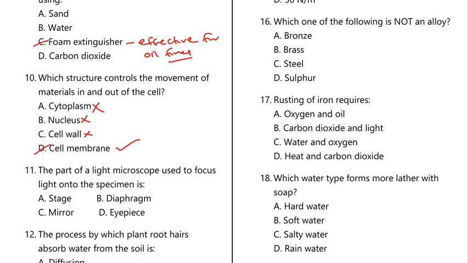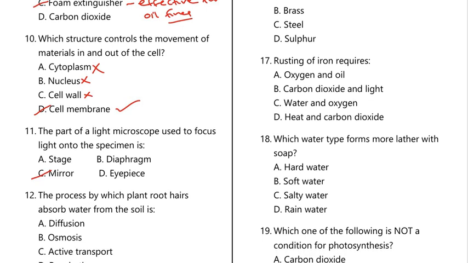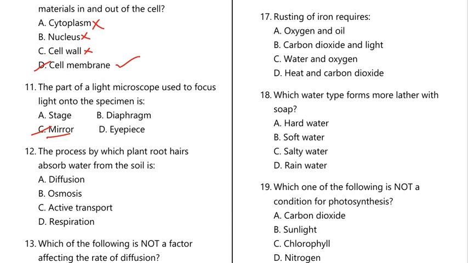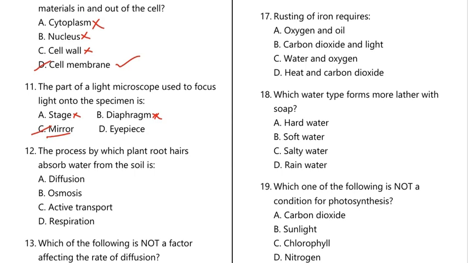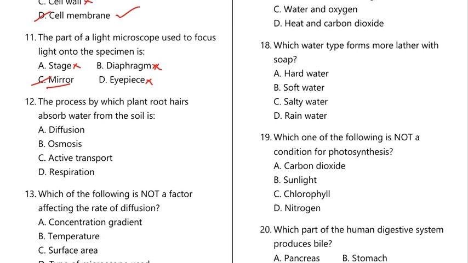11. The part of a light microscope used to focus light onto the specimen is the mirror. It focuses light onto the specimen, so it illuminates. When light is focused on the specimen, it is illuminated, and we are able to observe. Stage, to hold the specimen. The slide. Diaphragm controls the amount of light. Eyepiece, magnification.